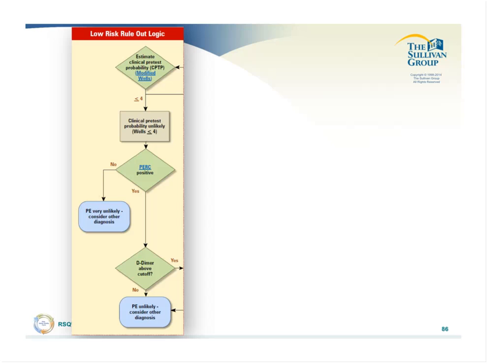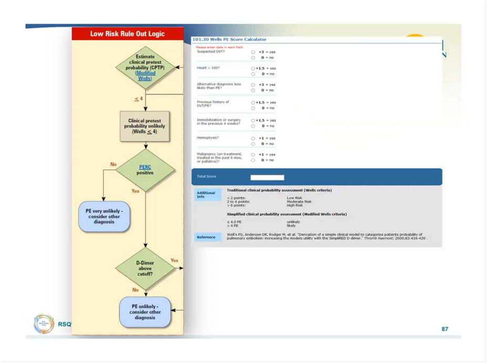But if you do, where are you getting modified Wells criteria from? Right in the mental workflow, right in your medical decision-making, click right here, modified Wells. There it is, immediately available. Okay, well, it's a low likelihood on Wells, so I need to apply PERC.